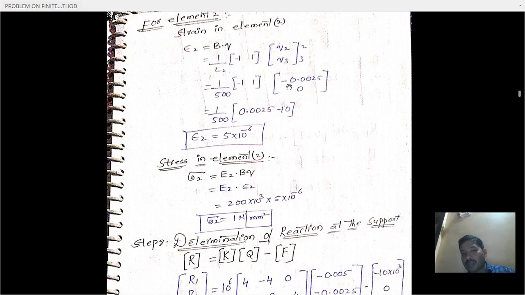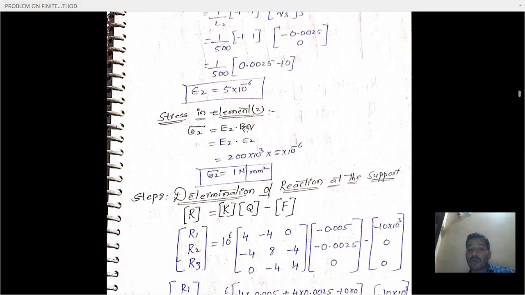Q2 is 0.025. Q3 value is how much? The Q3 value is 0 because it is the fixed end. 1 by 500, minus 1, minus into minus should be plus, 1 into 0.025, plus 1 into 0 should be 0. If you divide the whole value, then you will get the answer 5 into 10 power of 6.